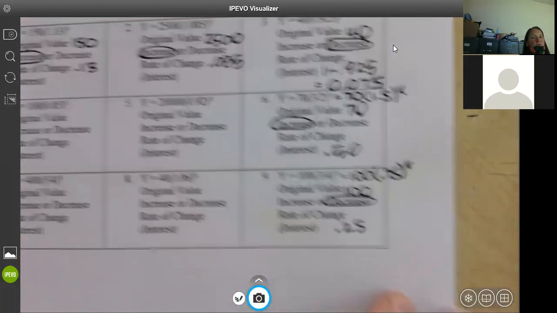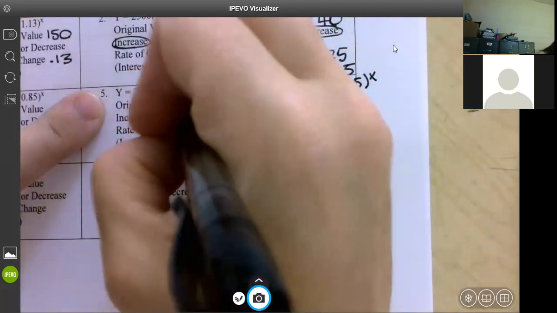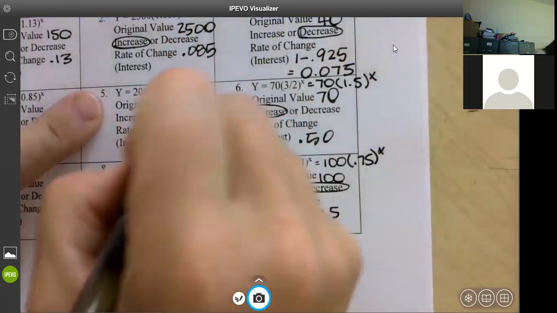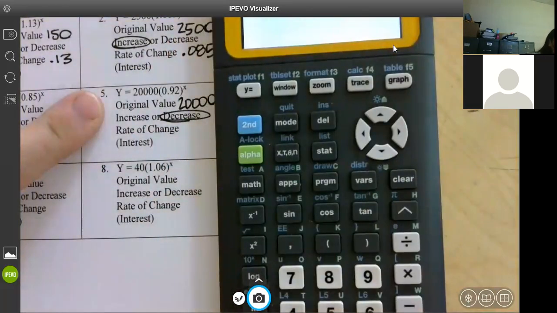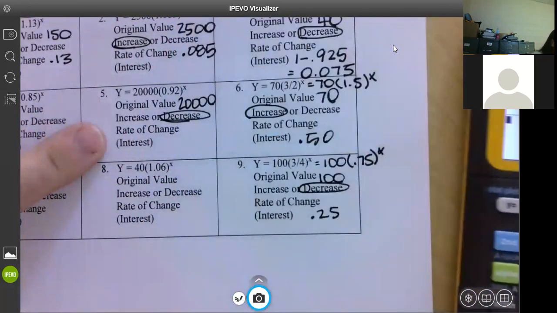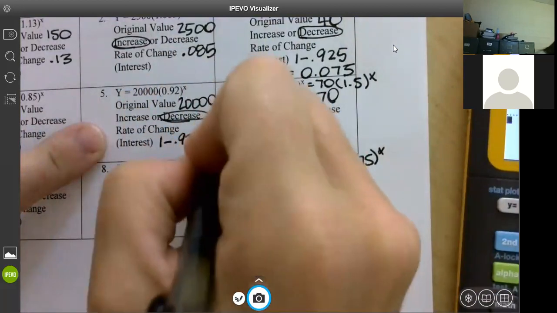All right, let's do the last 4. Let's do number 5. What's your original value? 20,000. Is this an increase or decrease? And how much lower than 1 is it? Remember, we do 1 minus 0.92 and we get 0.08.